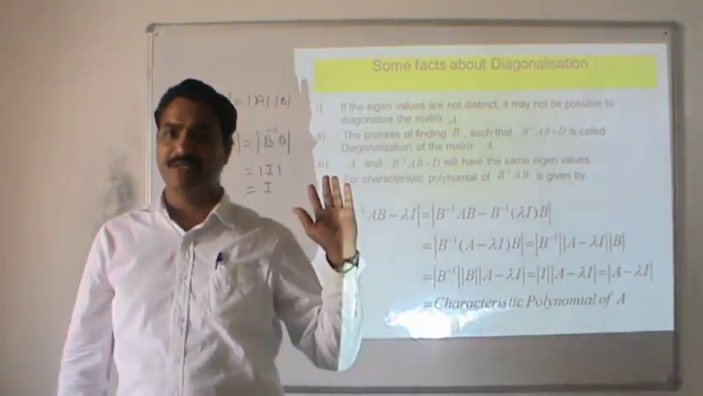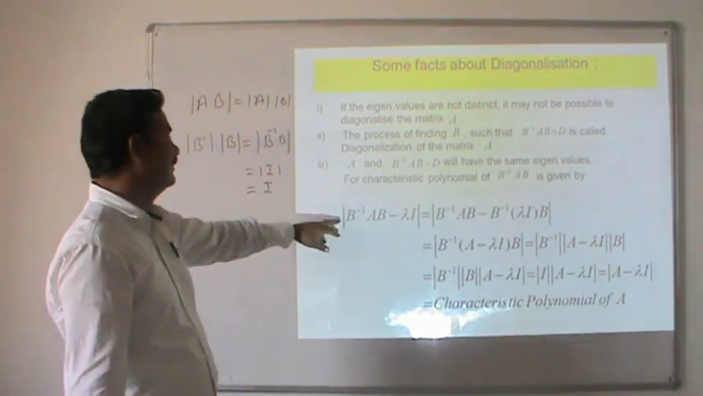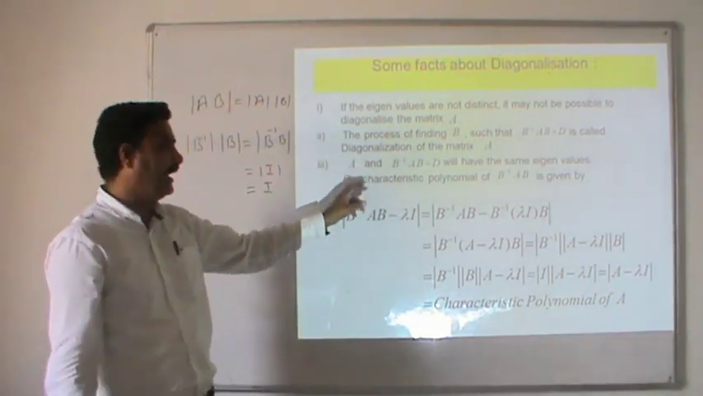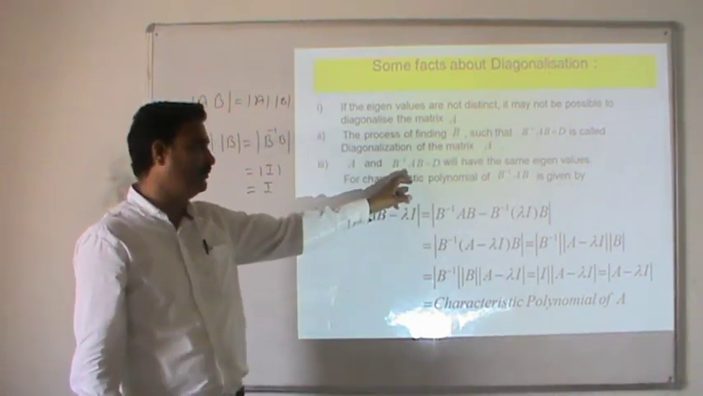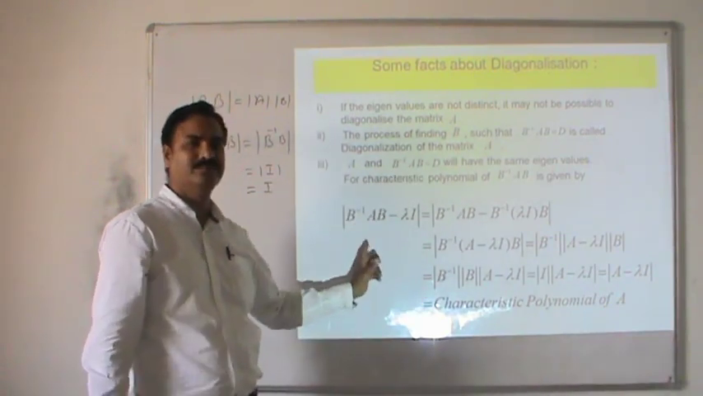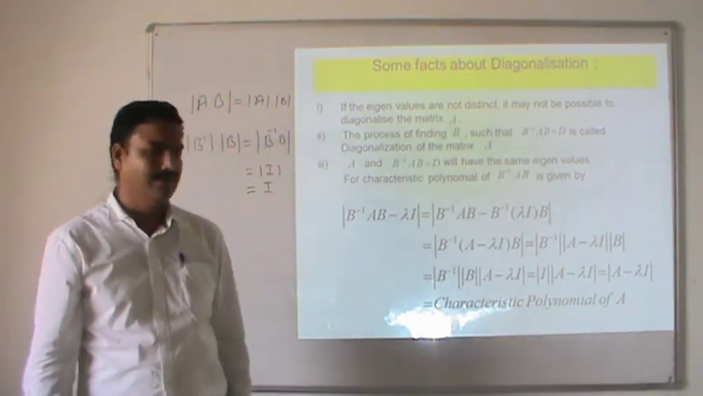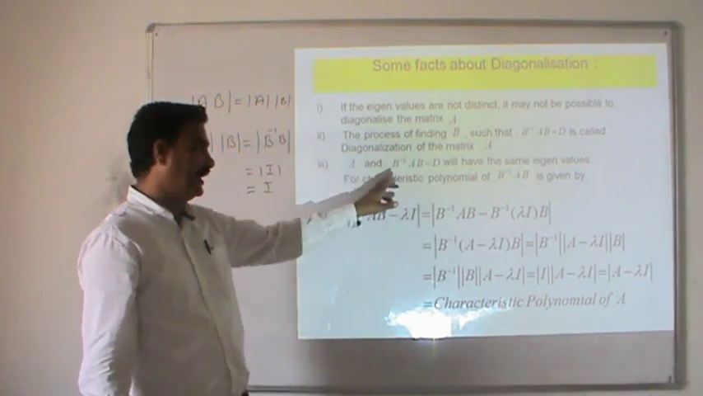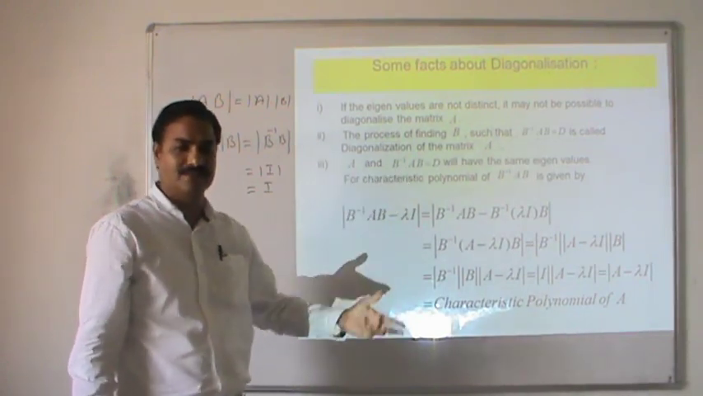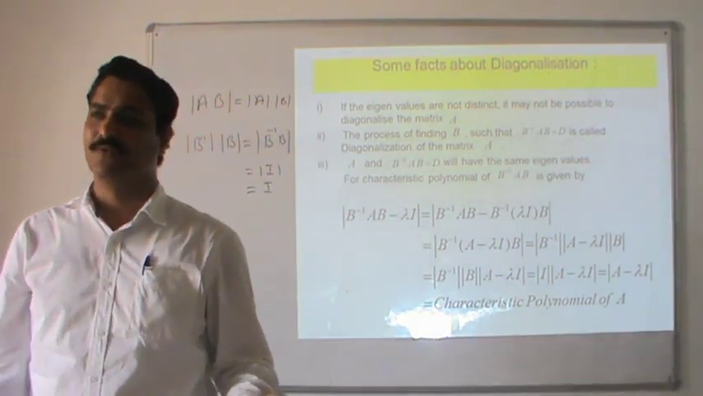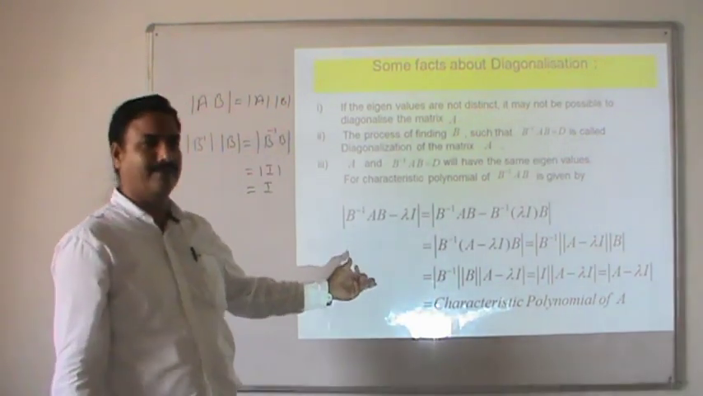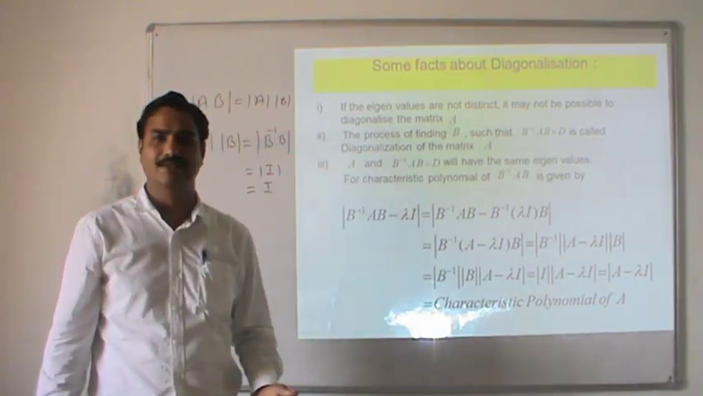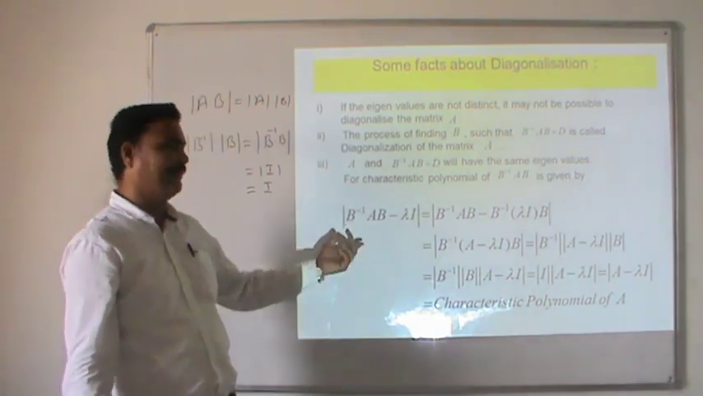So from this calculation we observe that the characteristic polynomial for matrix A and the characteristic polynomial for B inverse AB are identical, and due to this reason they possess the same eigenvalues. Whatever eigenvalue A has will be an eigenvalue of B inverse AB, because they possess the same characteristic polynomial. So they also possess the same characteristic equation, and because their characteristic equation is identical, they possess the same roots or same eigenvalues.